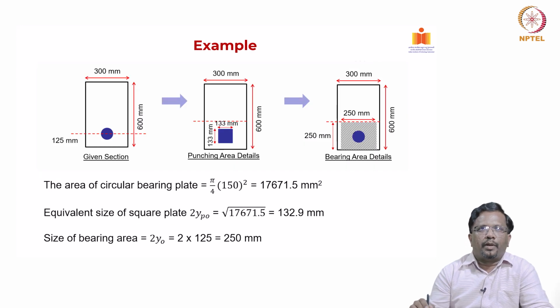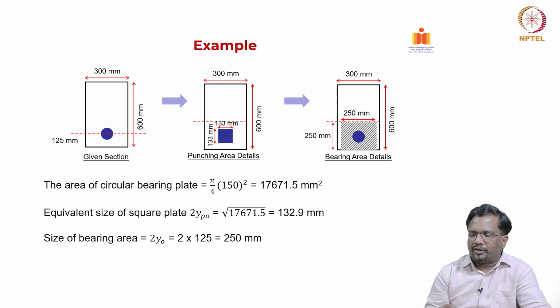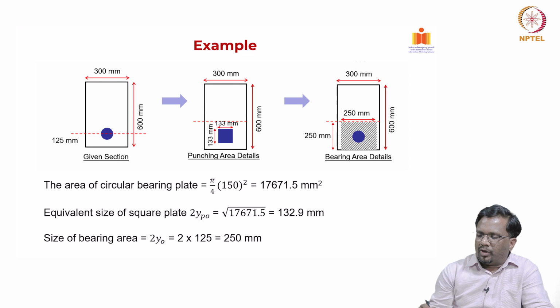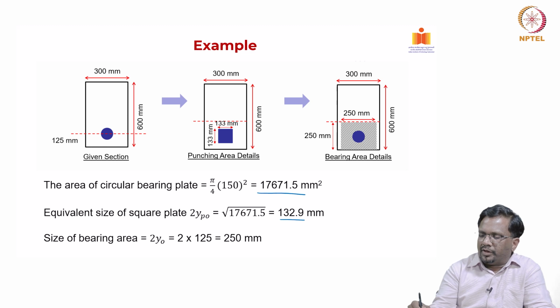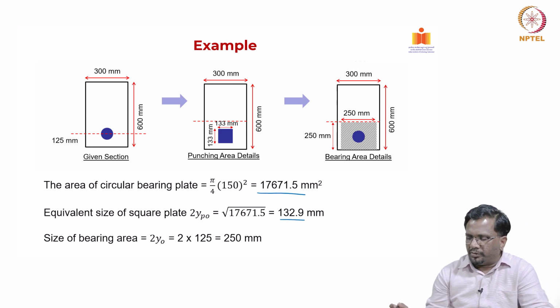Now, if you see here, in this case 300 mm by 600 mm is the given section. Now, what would be the bearing area? You see here, this is 125 millimeter. The area of the circular bearing plate is 17,672 millimeter square. The equivalent size of square plate is going to be 132, right. So, that equivalent square plate is going to be 132 by 132, right. This is basically the square root of 17,672, which becomes 132.